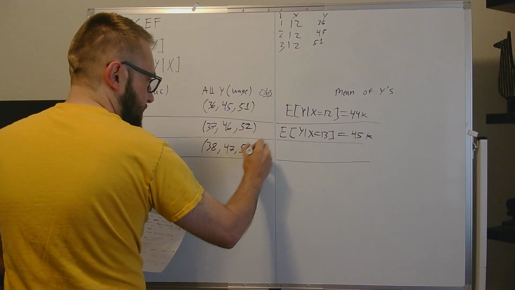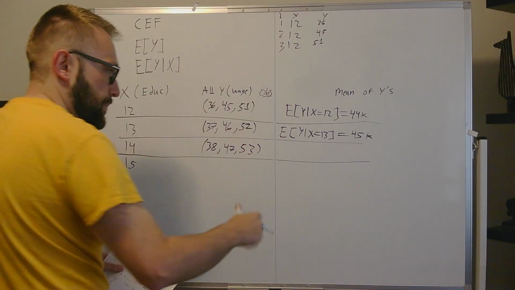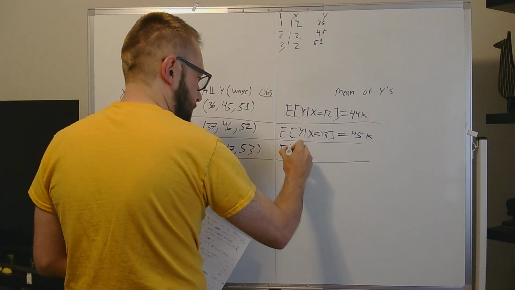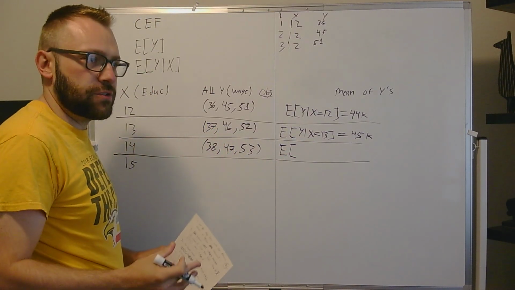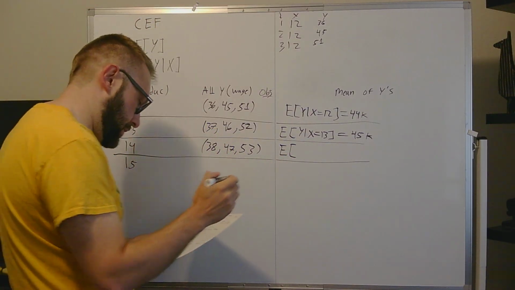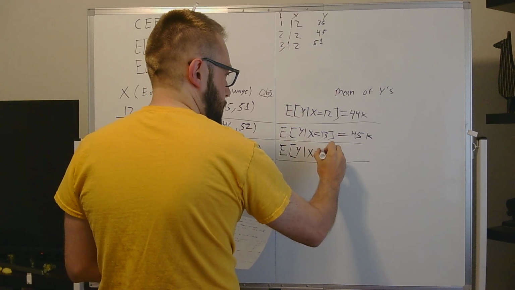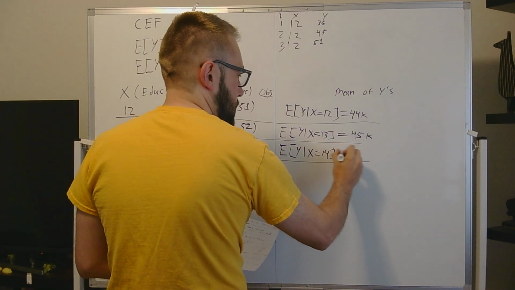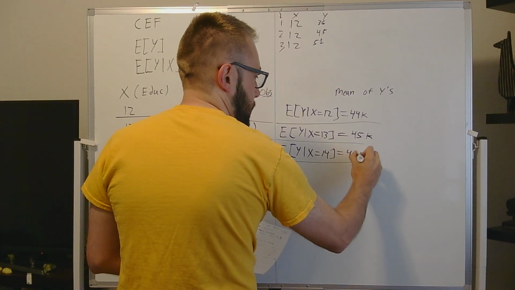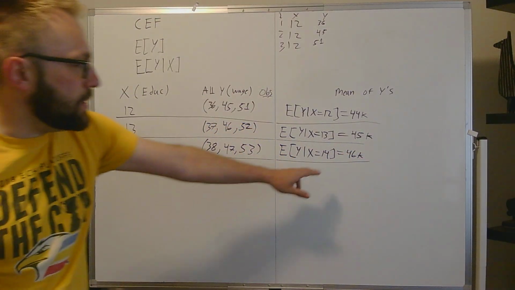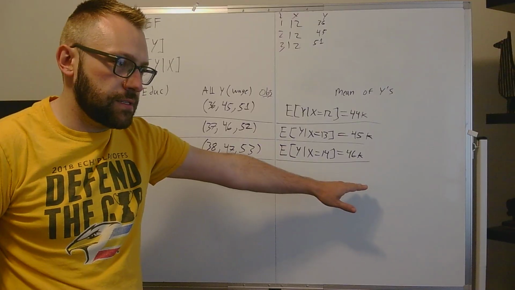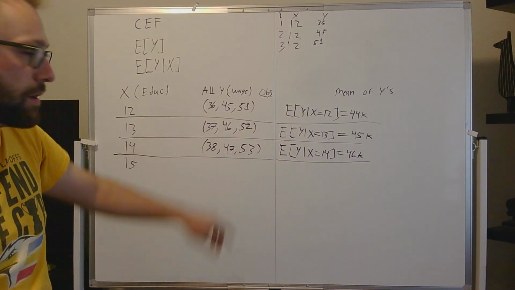Sometimes, even simple math, it's good just to do things by hand, because then you associate a little bit more of a memory with it, I feel, than if you were just watching me do these. 14 years of education, $46,000 a year on average between our individuals.